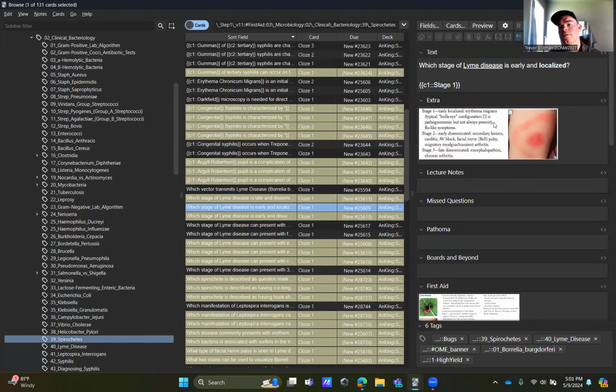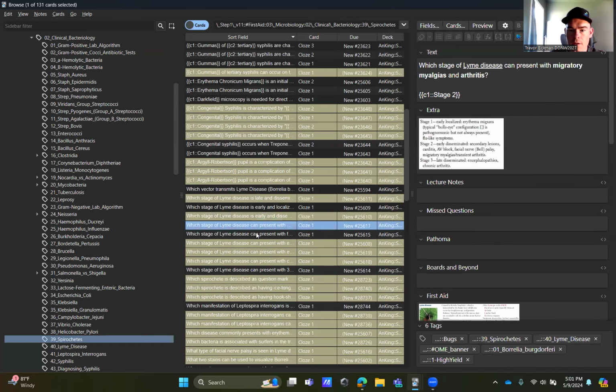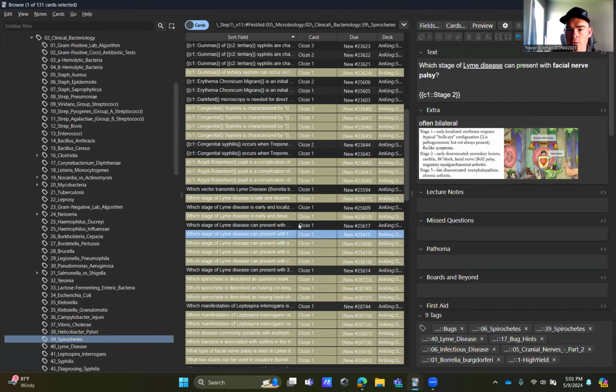The cards here list the stages as stage 1, 2, and 3. But in our lecture, it was just listed as early and late. So I'm just activating cards on stage 1 and stage 2 because they matched. Stage 1 is early and stage 2 is late infection. Then we're going to skip this card and grab these next two here. So this one, that's migratory myalgias and arthritis and facial nerve palsy.